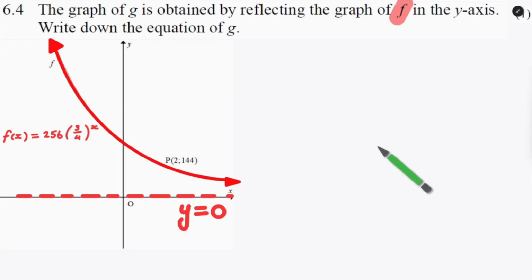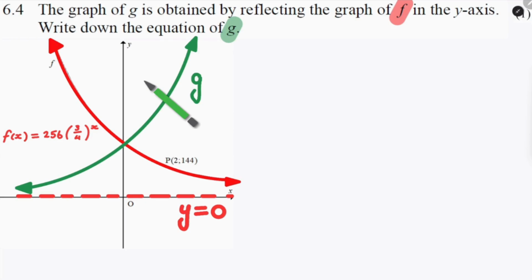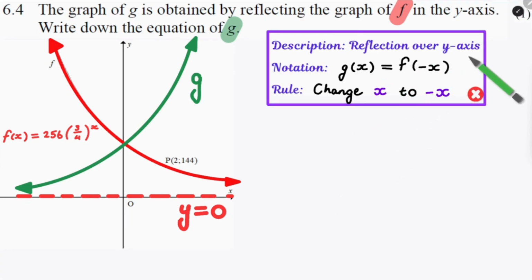In 6.4, there's a new graph g that is obtained by reflecting f over the y-axis, and we need to write down the equation of g. So we're going to reflect the red graph over the y-axis and we will get this green graph g. And we're briefly going to go through this transformation. The transformation is the reflection over the y-axis. The notation is when your x changes to a negative x.